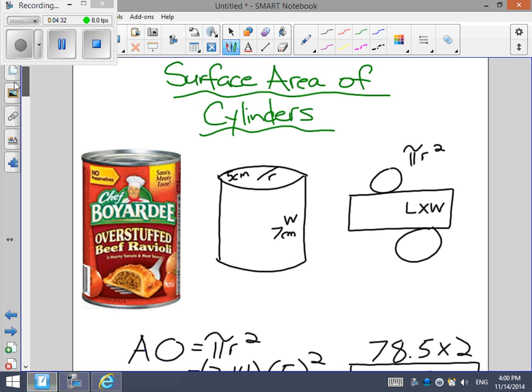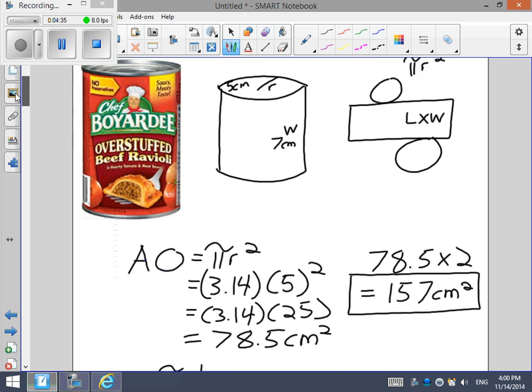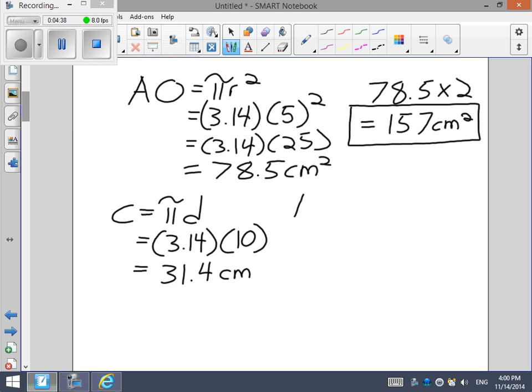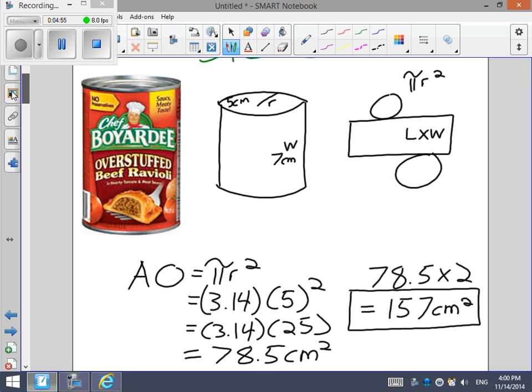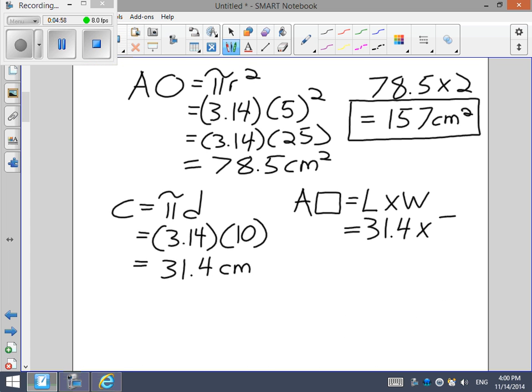And then it's very easy. Length times width, which as you can see there is 7 centimeters. And we can do that over here. Area of our rectangle equals length times width. Our length was our circumference, 31.4, times our width, which was 7, and that, we would get 219.8. Remember our units, centimeters squared. And we can put a little box around that one as well because we're going to use it.